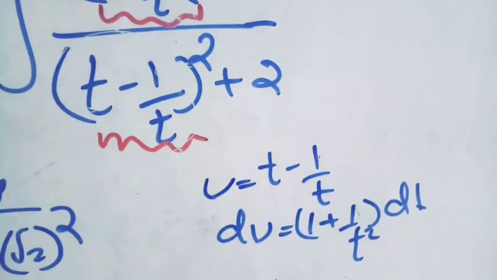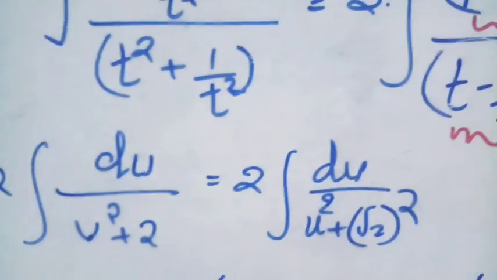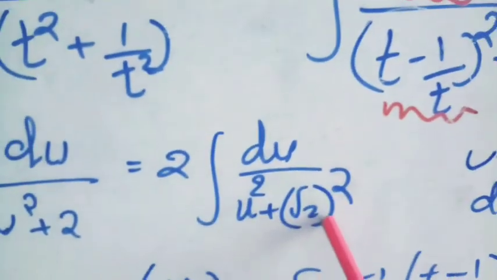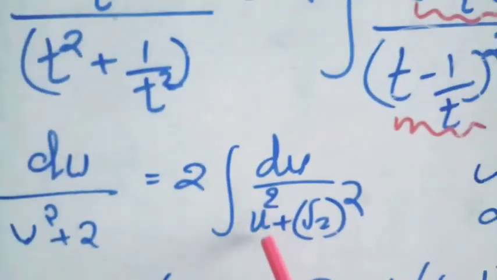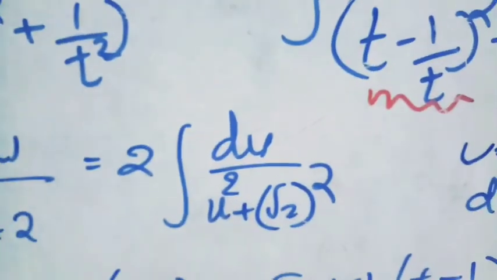Now the remaining portion is easy, because you assume this t minus 1 by t as u, and its derivative du is 1 plus 1 by t square dt, and the problem becomes 2 into integral du divided by u square plus 2, and that can be written as 2 into integral du by u square plus root 2 the whole square. This is of the form x square plus a square. What is the formula for x square plus a square?